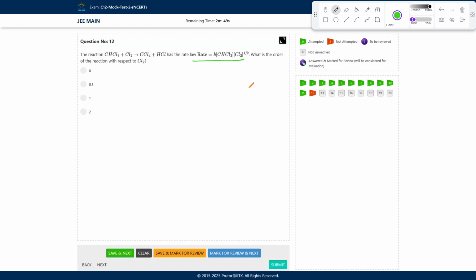Rate law is given like this, where chlorine has the power half. As I said, power will determine the order of the reaction. If you talk about the overall order, that is going to be the sum of both powers, but here we have asked about the order with respect to chlorine. So chlorine having the power 1 by 2, that means the order for this reaction is going to be half. Half means 0.5. So our correct answer is going to be option B.